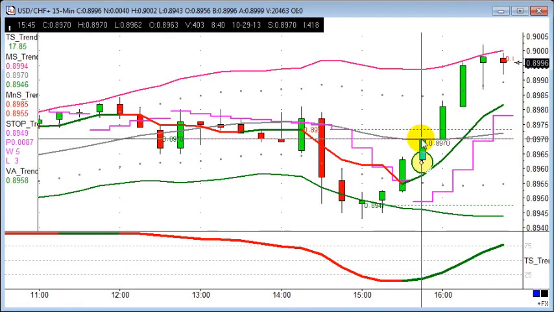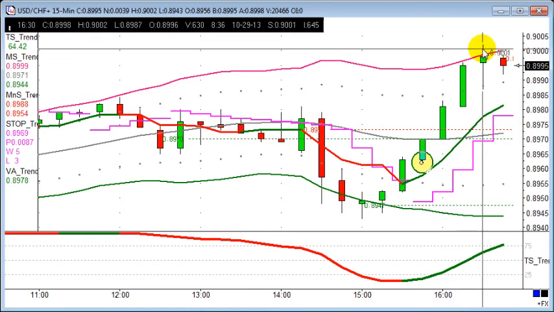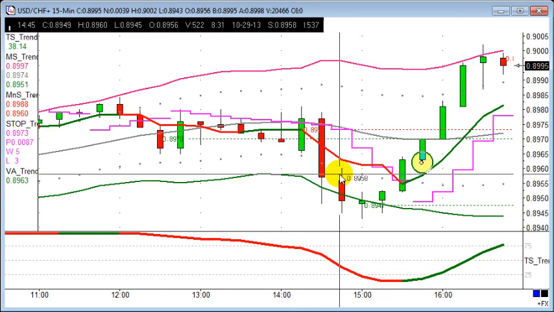Market moving up from 89.70 and moves up to 30 points higher inside 45 minutes. Three trades, three 20-point winners. That's 60 points. Thank you very much, dollar Swiss.